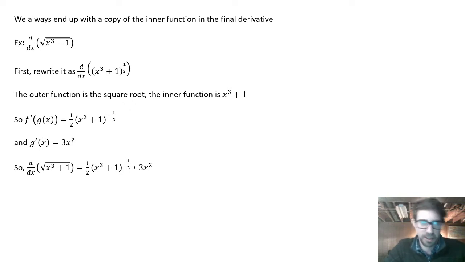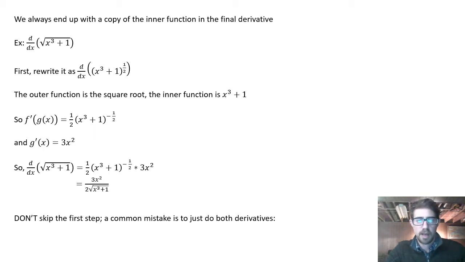We can clean it up a little bit in a common sense way just by putting it back in radical form. That just looks nicer, but you don't have to do it. You can leave stuff with negative exponents and whatever. That just looks better to me.